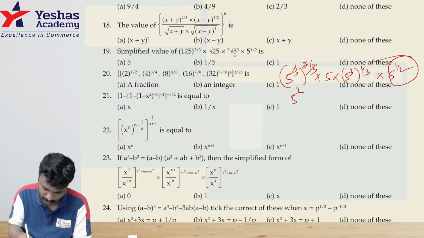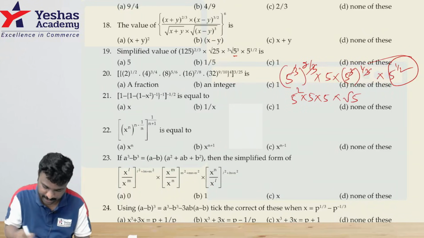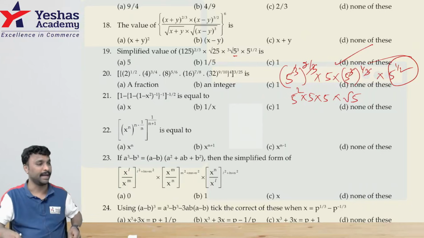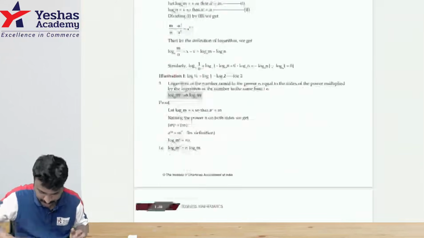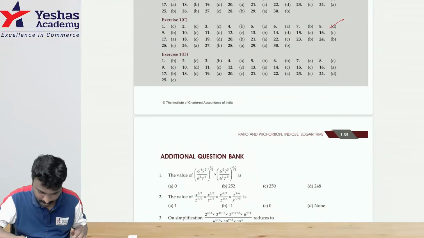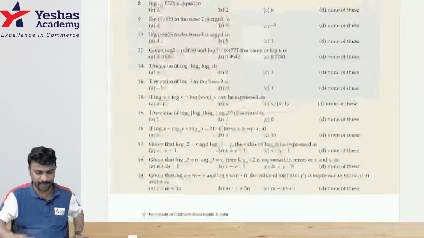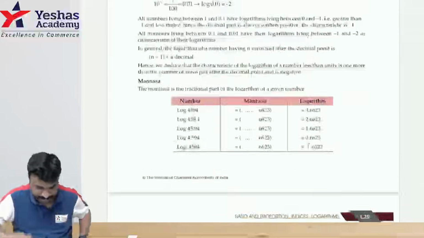So you get 5 square into 5, 3 cancel into 5, so root 5. So definitely none of this is the right answer. Option D. If you want, you can just check the 19th one, isn't it? It's the 19th one for 1C. So it is none of this. Option D is the only right answer.